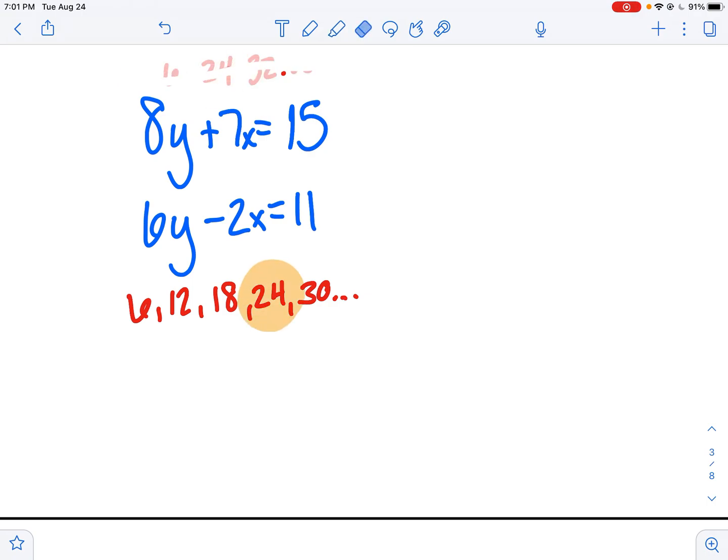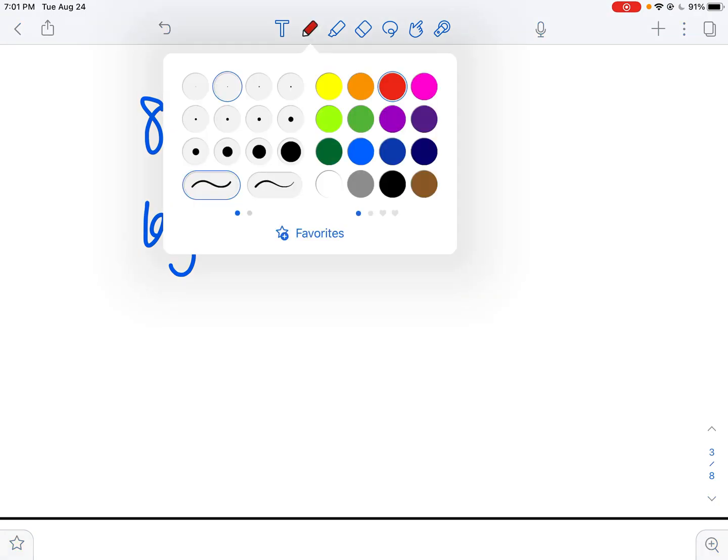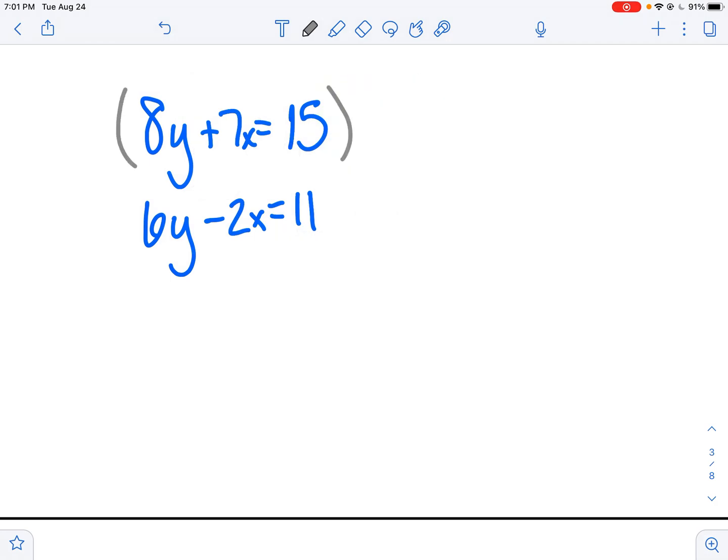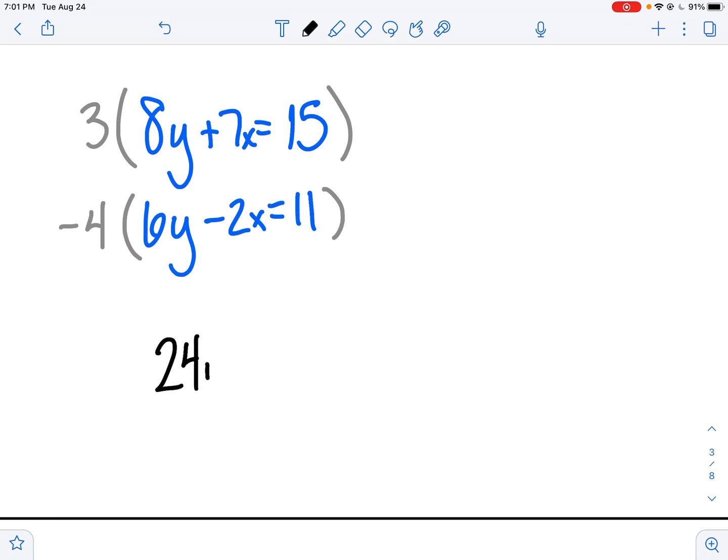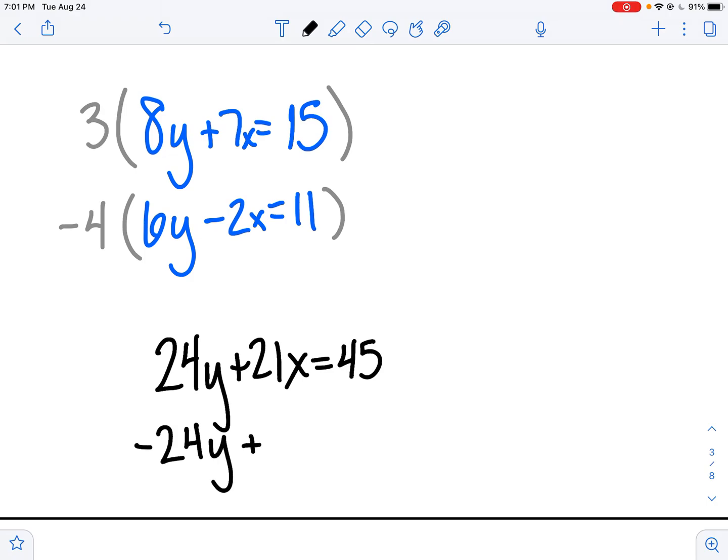So I'm going to try to make 24 and negative 24. That way, these reduce to 0. So I'm going to multiply this by 3 and this by negative 4. And when I do that, I get 24y plus 21x equals 45. And negative 24y plus 8x equals negative 44.